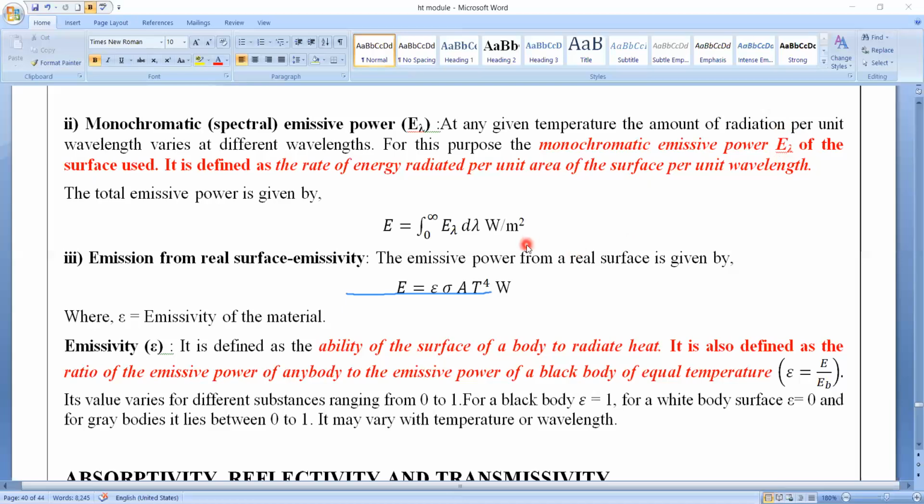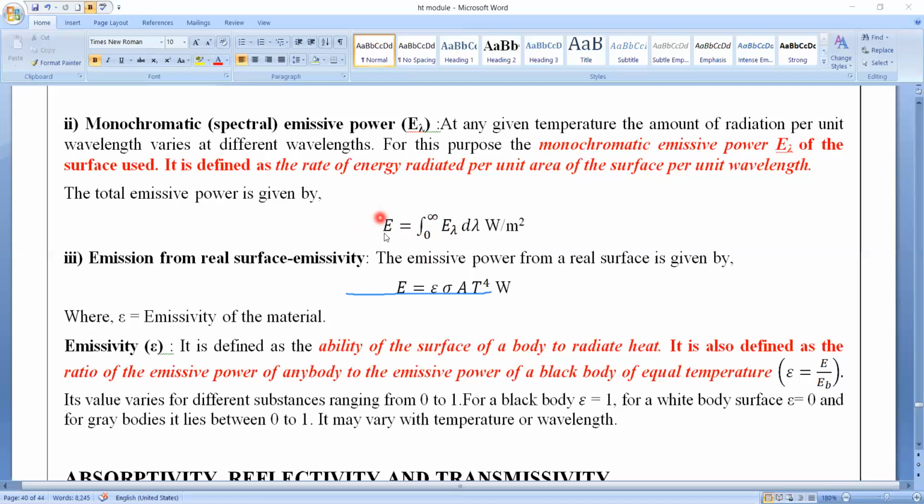Now, if you want to calculate the value of total emissive power, if you know the value of monochromatic emissive power, then just by integrating E lambda between the limits 0 to infinity. So what does this 0 to infinity stand for? The wavelength lambda is varying from 0 to infinity, more than 0, less than infinity. So this is a range of the wavelength. Total emissive power includes all the wavelengths of all the radiations.